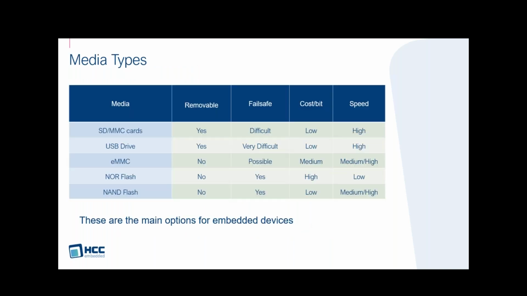The next big design decision is your media type. There are probably hundreds of different options for connecting media to embedded systems, but the main 5 that we see in deeply embedded systems are listed here in this table. I've tried to summarize them in very general terms of what the differences are. There's the standard SD/MMC card solution. There are many of these. They're removable, obviously. They're cheap. They're very high speed. But cheap, high speed, obviously, doesn't map to highly reliable or fail-safe.